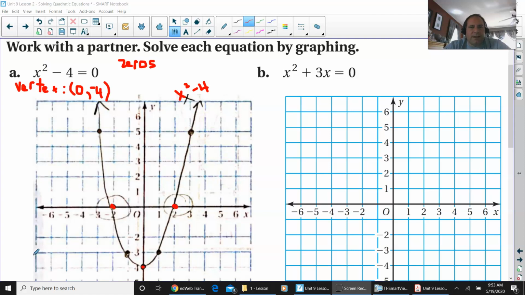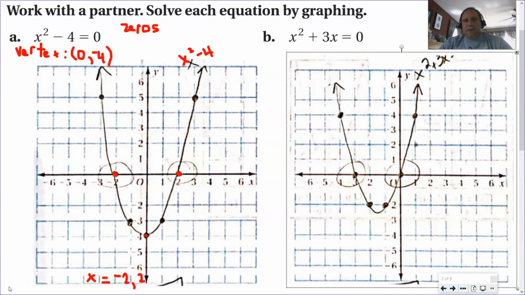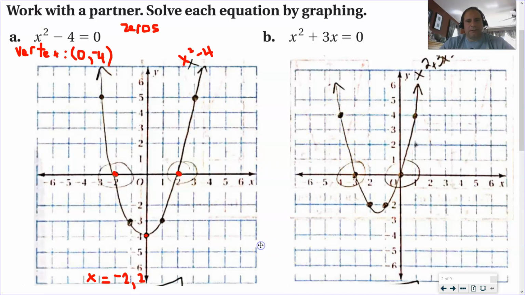Press pause now. Okay, graphing this one, x squared plus 3x equals 0. You get this parabola, and you get that the x equals, and this is -3 on the left side and 0 on the right side. All right, and those are the zeros. You solved. Vertex is somewhere down here, and that's basically it. Try C.